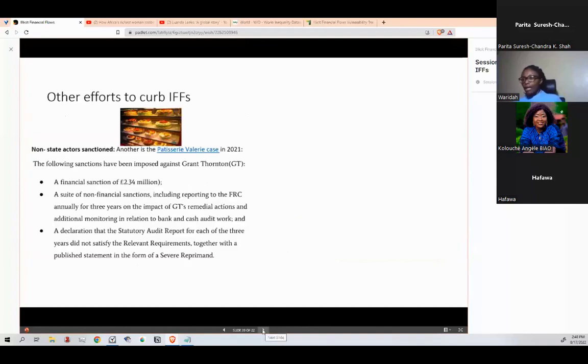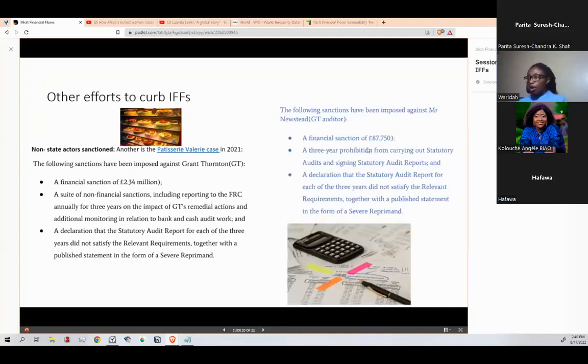Now, another case is sanctioning non-state actors. We had an example of the middleman and the lawyer when it came to the diagram showing how money laundering works. And in this case, a 2021 case of the Patisserie Valerie case, we had the accountants sanctioned, both the firm and the auditor.